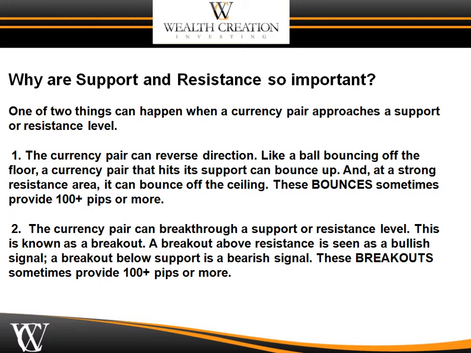Now, as we remember our gears, we'd have to be looking at a daily, weekly, and monthly chart. We couldn't be looking at a 5 or 15-minute chart to get some of these 100 pip moves. Number two, the currency pair can break through the support or resistance level. Now think about that for a second. This is known as a breakout. A breakout above resistance is seen as a bullish signal. A breakout below support is a bearish signal. These breakouts sometimes provide 100+ pips or more.